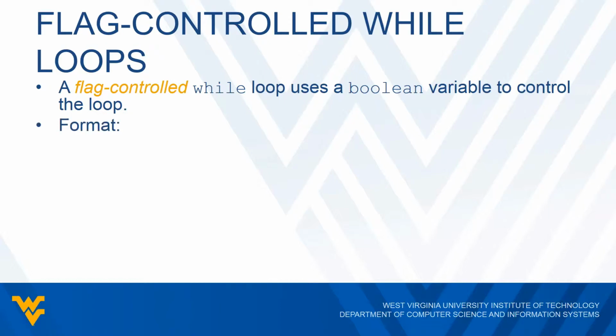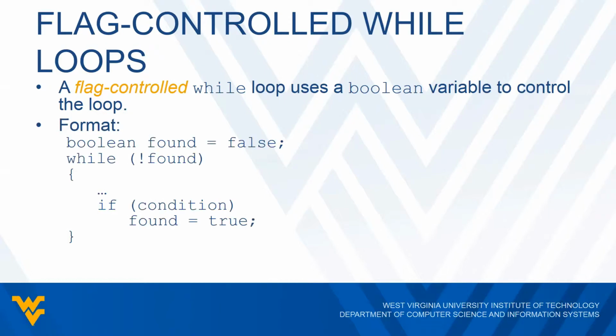So let me give you a format of such a while loop. Let's say we have a Boolean variable called found, and it's initially false. So our while loop would just say while not found. So while found is false, since not false is true, this is still going to keep going until we change it to true.